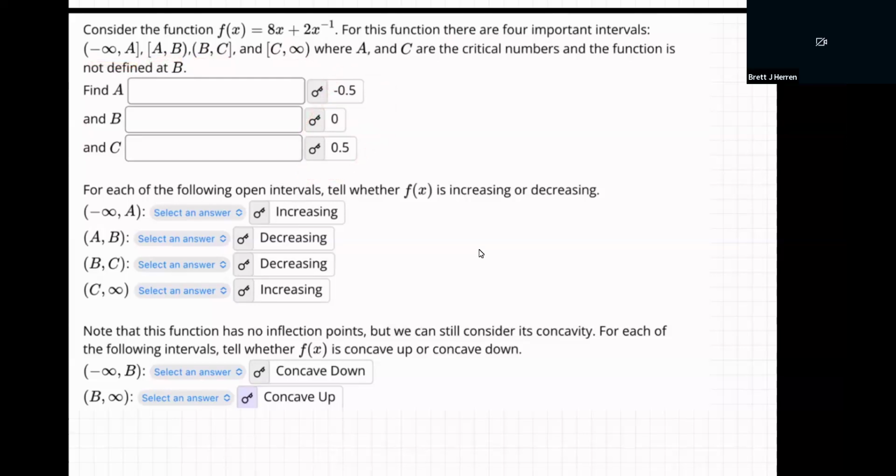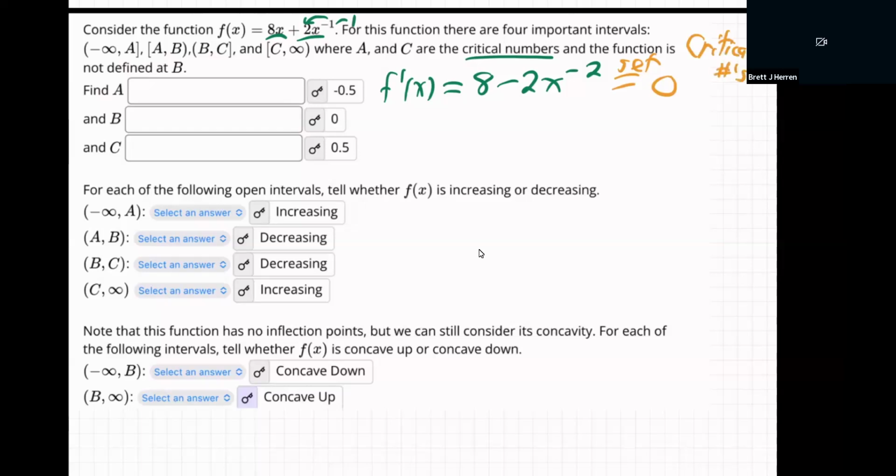Well, they say first off that they're critical numbers. So you know how we find critical numbers? We take the derivative. So I'm going to take the derivative of this function right here. The derivative of 8x is 8. Derivative of this part, the negative 1 comes down: minus 2x to the minus 2, subtract 1 from the power. There's the derivative, and we set it equal to 0. That's how we find critical numbers: we take the derivative, set equal to 0.